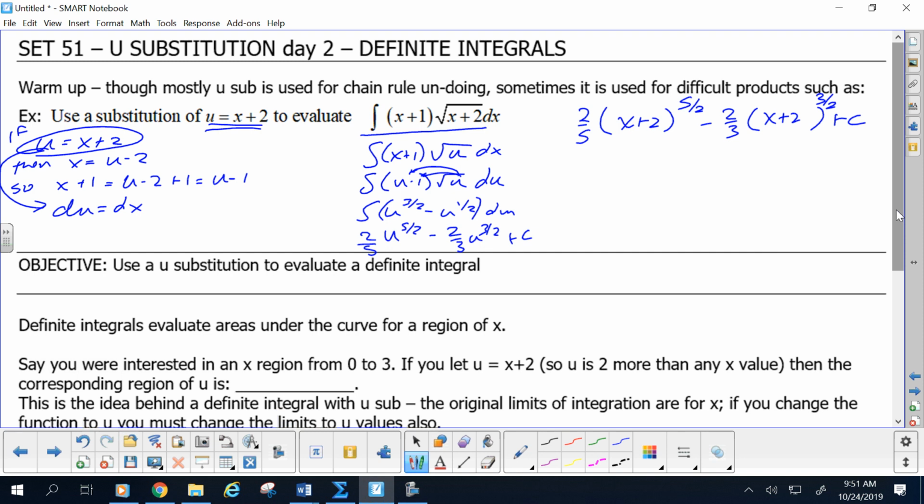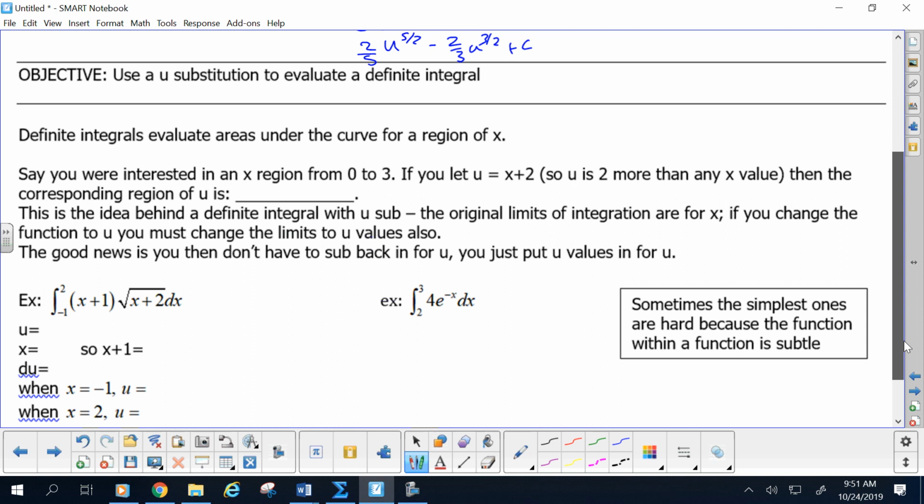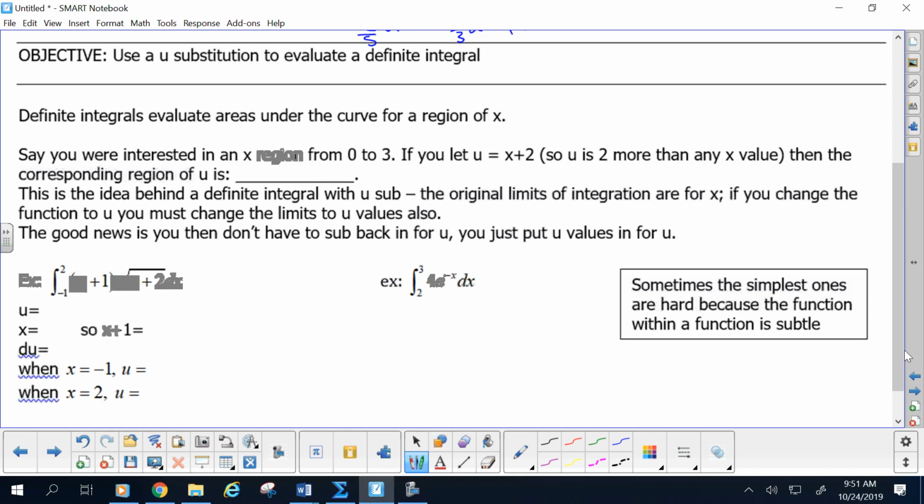We did antiderivatives yesterday. There's a plus c. We had to sub back. Today there's a definite integral problem, and it goes a little like this. Say you're interested in an x region from 0 to 3. In other words, there was an integral from 0 to 3 that had x in it. You follow? Now, if you did a u sub on such a region, and for whatever reason your u is x plus 2, well, when you u sub everything gets changed, that includes these. These are x values, and these would have to be changed.